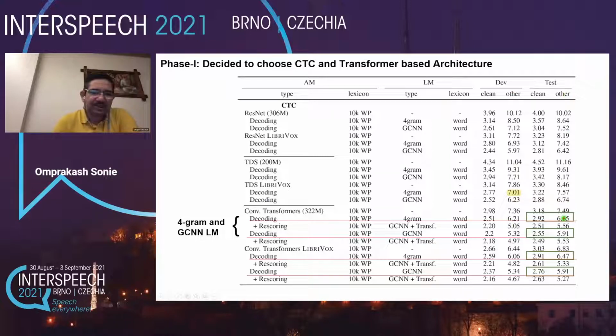As I mentioned, we are actually comparing with the challenging data set, and the same here was with the GCNN language model. What is it that we will achieve? So in case of dev other, it was 5.32 WER, and in case of test other, it was 5.91 WER. So these two models out of all this, I decided to move forward, even though ResNet, TDS, and 6 to 6 also were there.